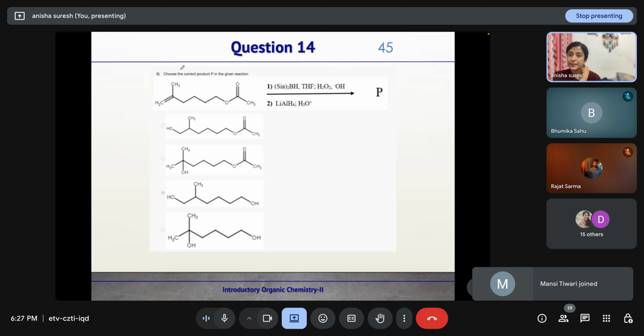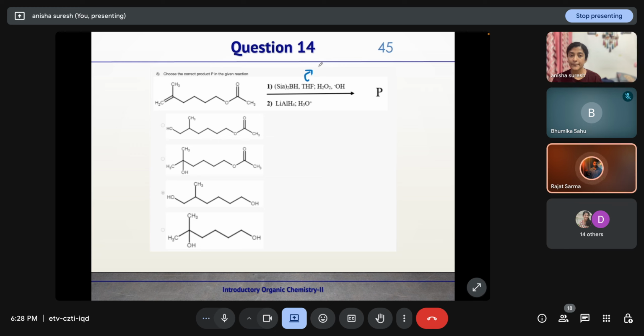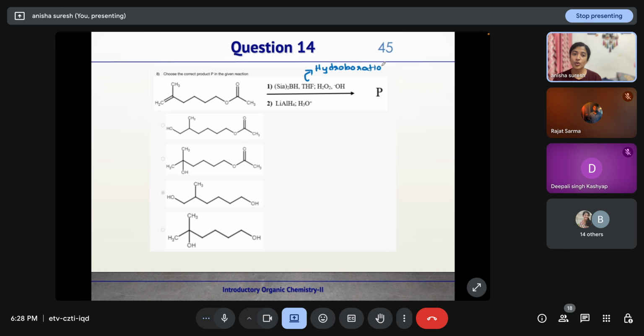Now coming to question number 14. Choose the correct product in the given reaction. So we have this compound. It is treated with Sia2BH, THF and H2O2, OH minus. So what condition is this? Hydroboration oxidation reaction, anti-Markovnikov addition. Yes. So this is an example of hydroboration oxidation.